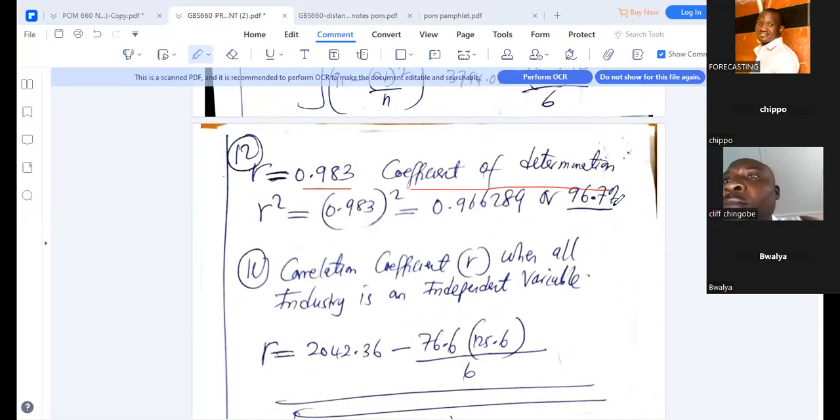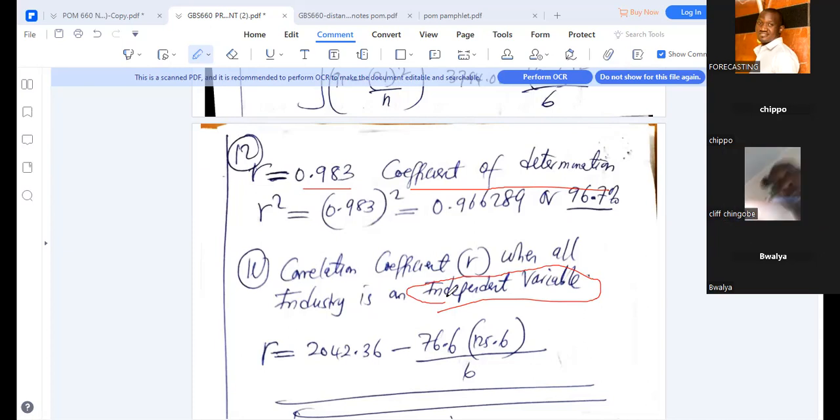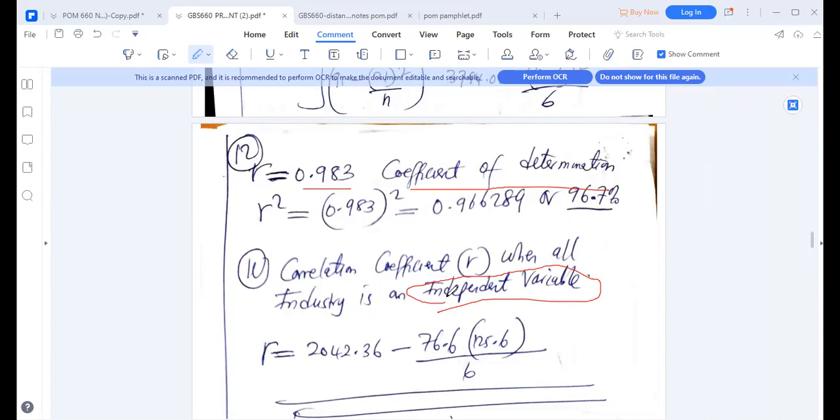Now, getting down to the other parameter, where we are looking at the correlation coefficient for the second one, when all industry is independent, because like I mentioned, an independent variable is a variable that can exist. It will be there on its own. All right, like time doesn't depend on you. This is a time you need to do your masters, do it. It's a time for you to sell, sell whatever you want to sell. Time will not depend on you, please.